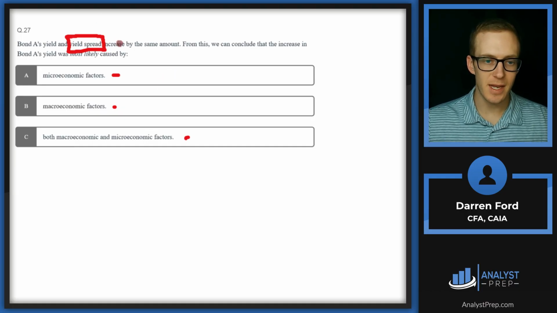So since this yield spread is increasing by the same amount as the yield, it would tell us that our credit risk increased, and that was the main cause of the yield increase.